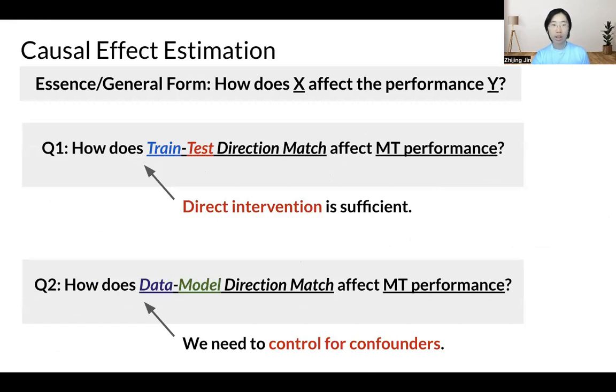The first is, how does the train test direction match affect MT performance? To answer this, actually, direct intervention is sufficient to get a causal conclusion. And the other question is, how does the data model direction match affect MT performance? To answer that, we actually have some confounders that we need to adjust for. So the causal analysis to answer this question is more complicated, and we will introduce it in the following.